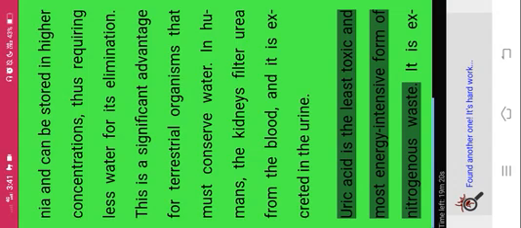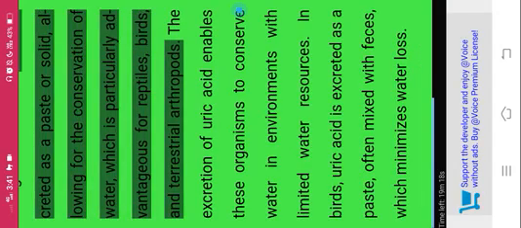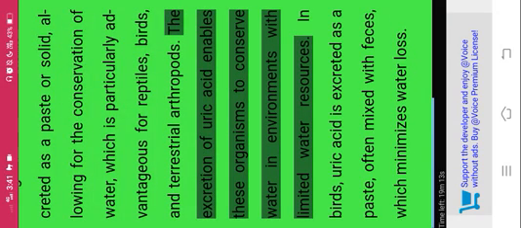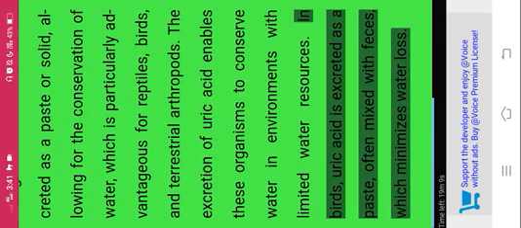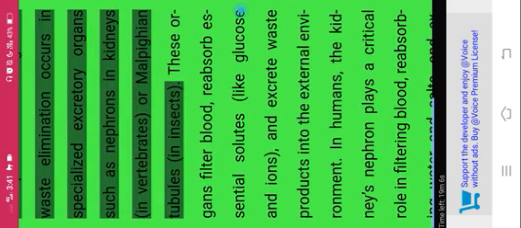Uric acid is the least toxic and most energy-intensive form of nitrogenous waste. It is excreted as a paste or solid, allowing for the conservation of water, which is particularly advantageous for reptiles, birds, and terrestrial arthropods. The excretion of uric acid enables these organisms to conserve water in environments with limited water resources. In birds, uric acid is excreted as a paste, often mixed with feces, which minimizes water loss.